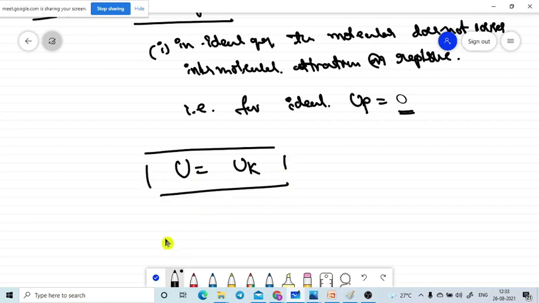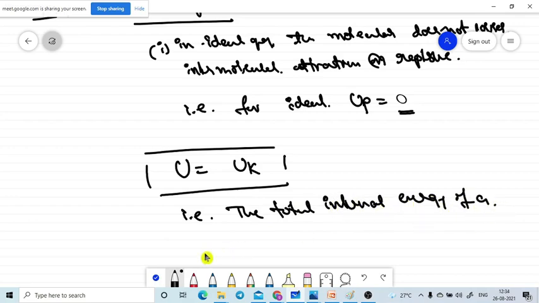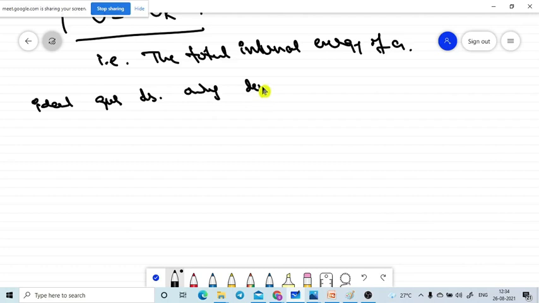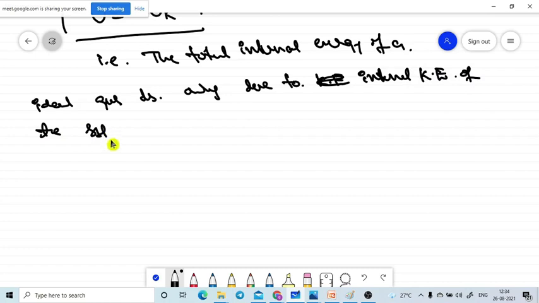So that means the total internal energy of an ideal gas is only due to the internal kinetic energy of the system. This is very important. We are going to use this one. So one of the big questions is there.